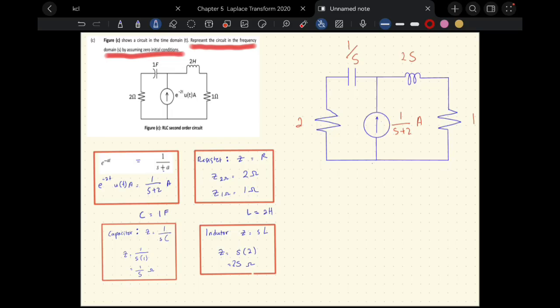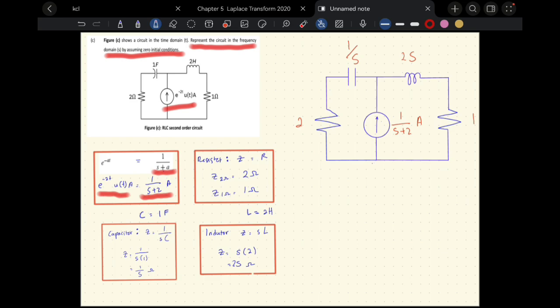Number 1 is for the exponential, for the current source. For the current source, we use the formula: e to the negative a t equals 1 over s plus a. So e to the negative 2t will be 1 over s plus 2 ampere.